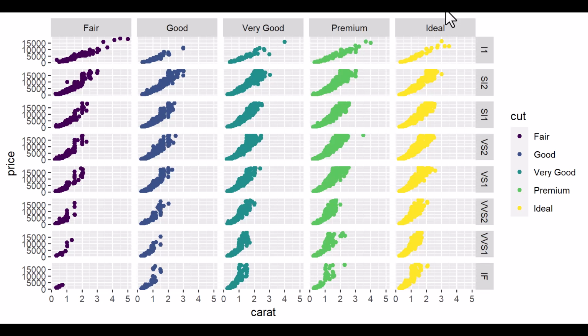Facetting is a way of taking a critical look at your plot by splitting it into various subplots. Just like the plot you are looking at, this is a scatter plot of carat against price, which has been split horizontally by diamond clarity and vertically by diamond cut.